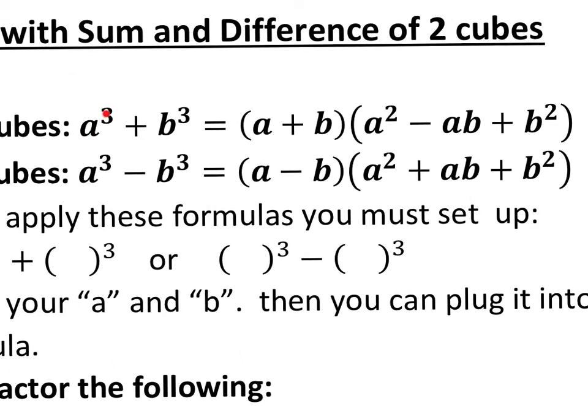If you have something cubed plus something cubed, we know it's going to be a binomial times a trinomial. Now, the binomial will be identical to this, but without the cubes. Simple as that. If you have something cubed plus something cubed, it's going to be that something plus that something as your first binomial. And it's true also for the difference of two cubes. You have something cubed minus something cubed. This first binomial will be that term minus that term without the cubes.